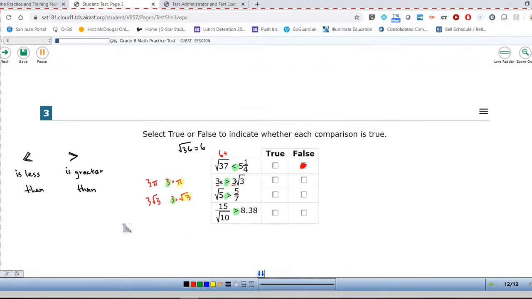Now, when I ask my students, what is pi? Many times I hear pi is equal to 3.14, which of course is not true because pi is an irrational number. It goes on forever and ever and ever. So pi is approximately 3.14159. All right, we don't have to know it exactly at all.